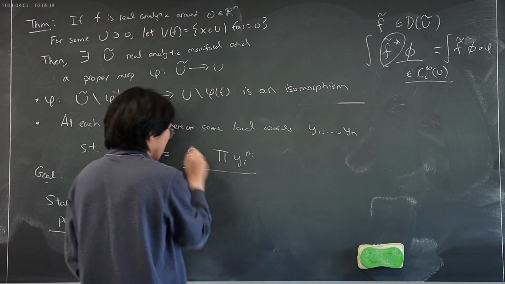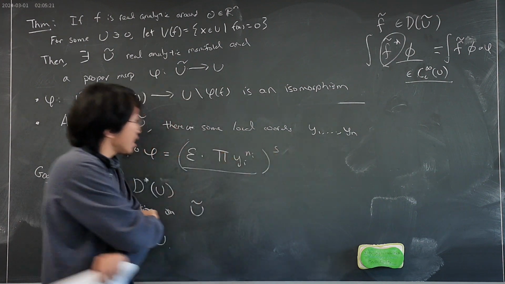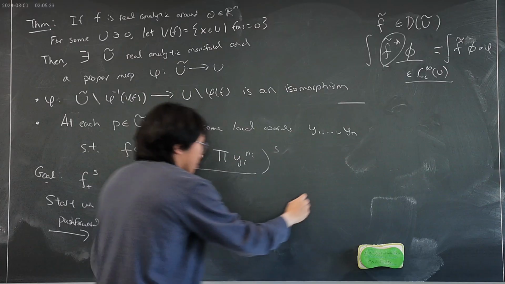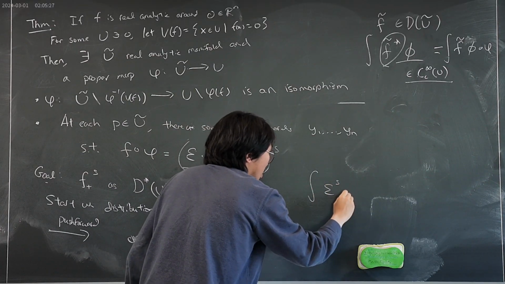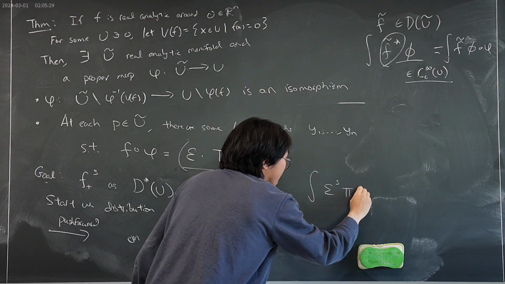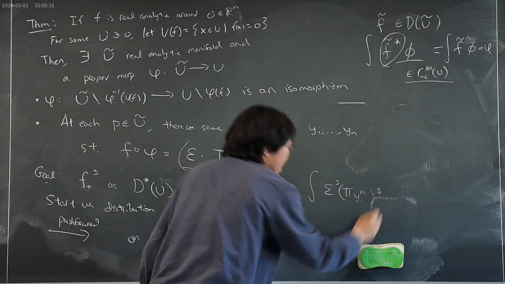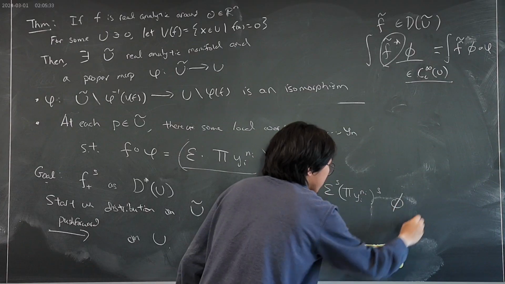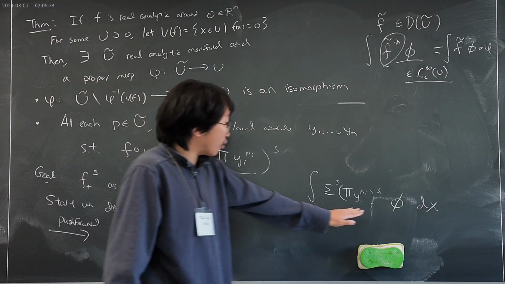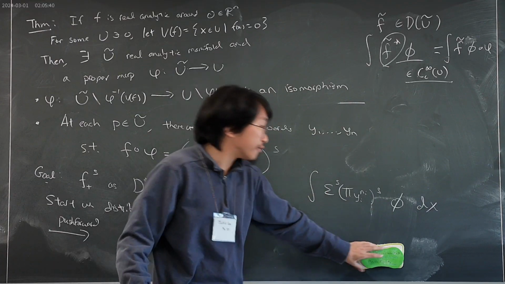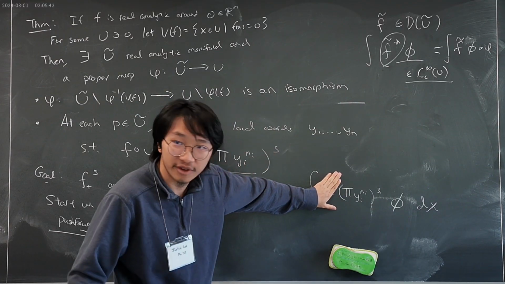of this function. So if we think about this in the s power, the question reduces to being able to define epsilon to the s times the product of yi to the ni, raised to the s power, as a distribution. But what happens here is that this integral splits. Okay, well, let's ignore the epsilon for now.